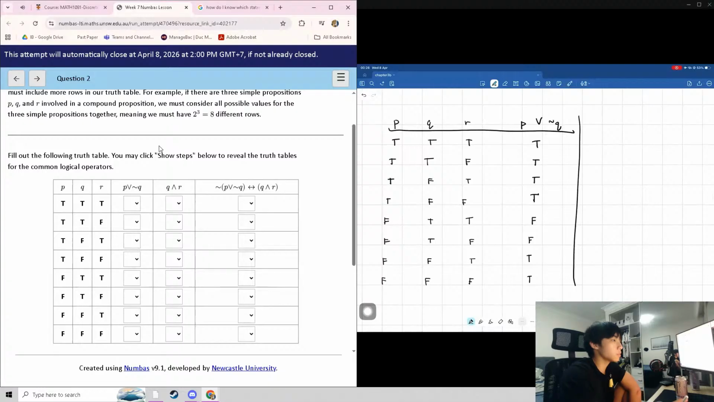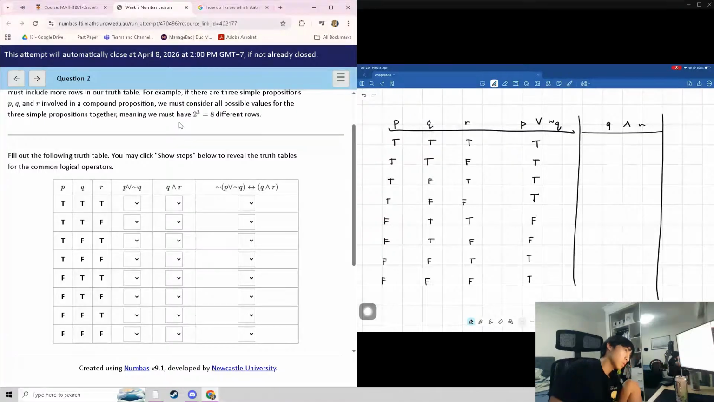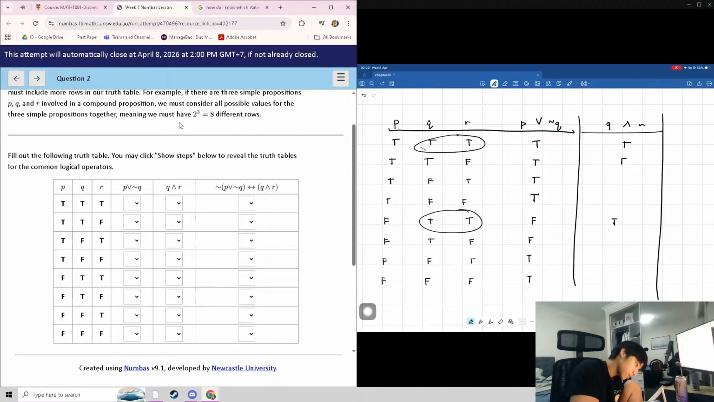Okay, number 2. Q and R. So this is just both have to be true. So these are one of the easier ones, right? So we just find when Q is true and R is true. So this step here, and then this step here. So it's true here and true here, and it's false everywhere else.